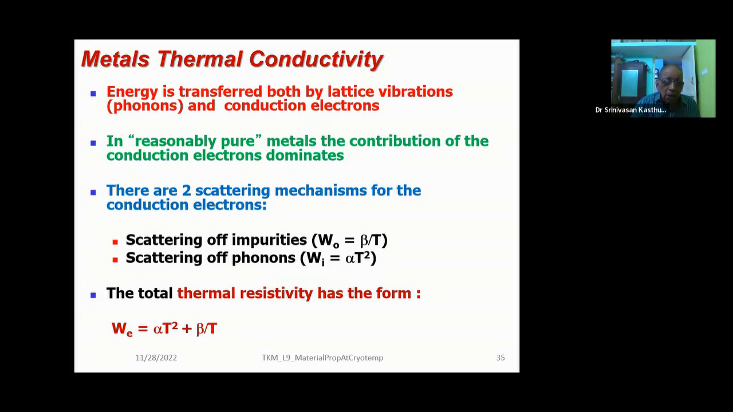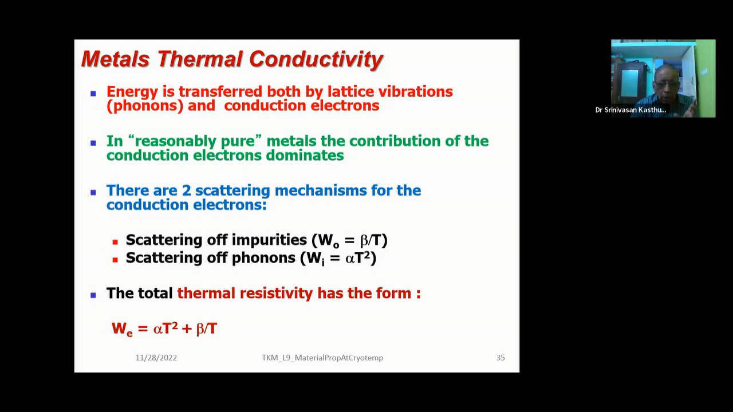How the energy is transferred within a material. In the earlier one, what we saw is how the energy gets stored. Now we are going to consider how the energy is going to be transferred. So they are transferred by, again, the same lattice vibrations or phonons as well as electrons. So in a reasonably pure metal, the contribution of conduction electrons really dominates.